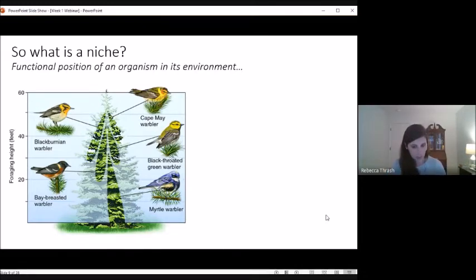An example here that you have probably seen, maybe something similar, is a bunch of different warbler species, little songbirds. You can see here that they're closely related. They're all warblers, and they are functioning in the same tree, but they've got different places where they either nest or eat or spend their time. So this would be this warbler's very specific niche.